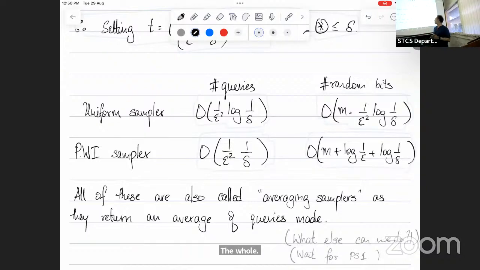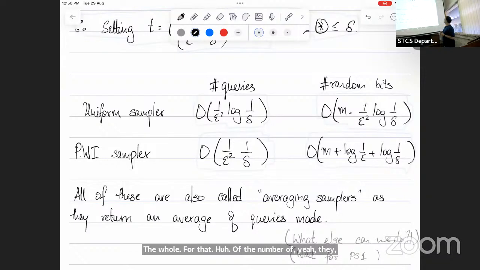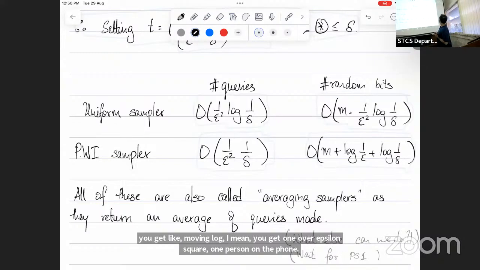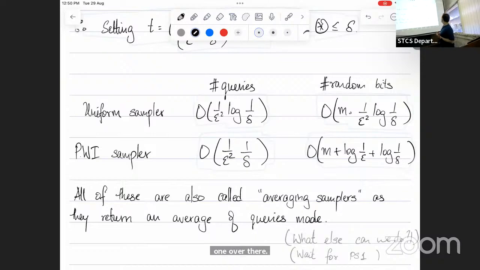So you look at the product of the number of queries and the number of random bits. There you get 1 over epsilon squared, 1 over epsilon to the 4, and then there is a log 1 over delta, whole square or whatever. I'm taking the product in the first two, and the product in the second two. That would be much larger because of the 1 over delta.